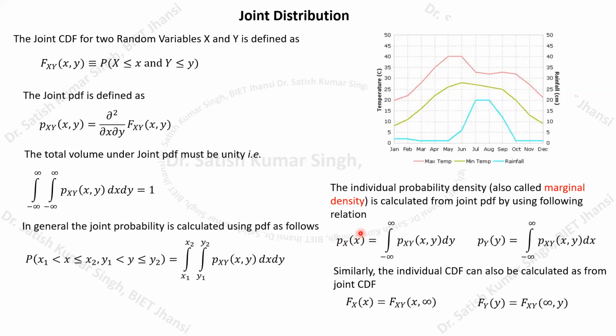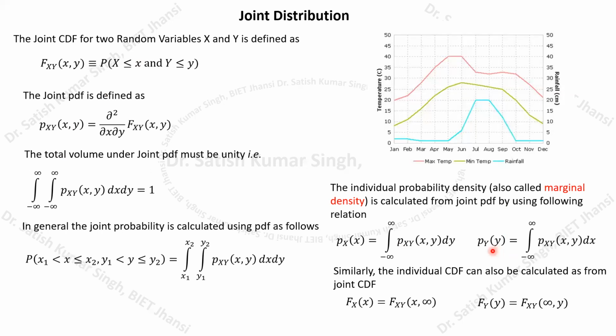Similarly, if you want to get the marginal density function corresponding to your random variable Y, then you have to do this integration with respect to variable x. So this way we will be able to calculate the individual probability density functions.